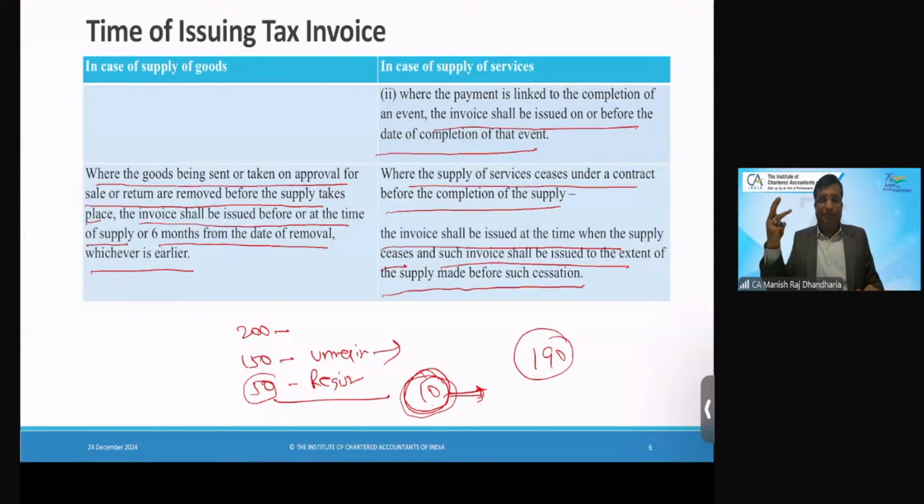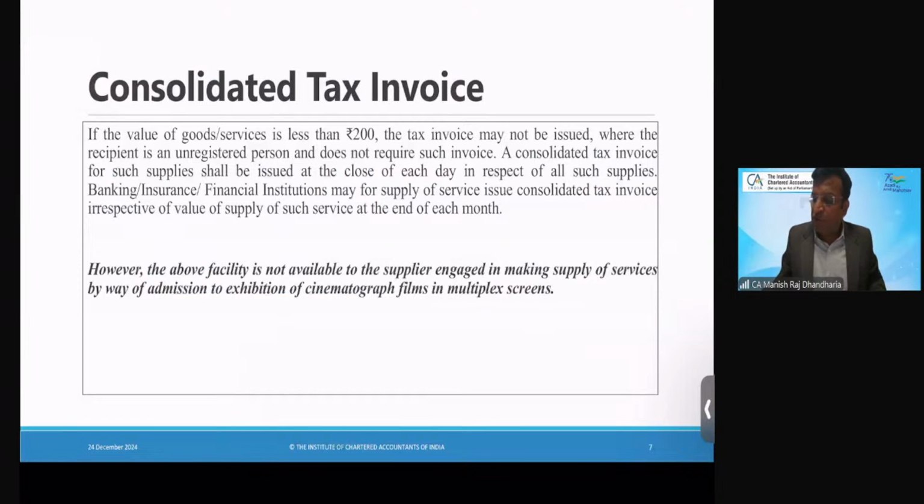ओके, तो इस पूरे कॉन्सेप्ट में हम लोगों ने तीन चीज डिस्कस की। नंबर वन, if value is less than 200, consolidated invoice at the end of the day. बैंकिंग इंश्योरेंस कंपनी है, consolidated invoice irrespective of the value at the end of the month. सिनेमा हॉल है, multiplex है, no limit, they have to issue invoice for every transaction, whether recipient demands the invoice or not, doesn't matter, उनको सब केस में invoice issue करना होगा। Okay, let us read this once, then I'll take up the query which is in the chat box.